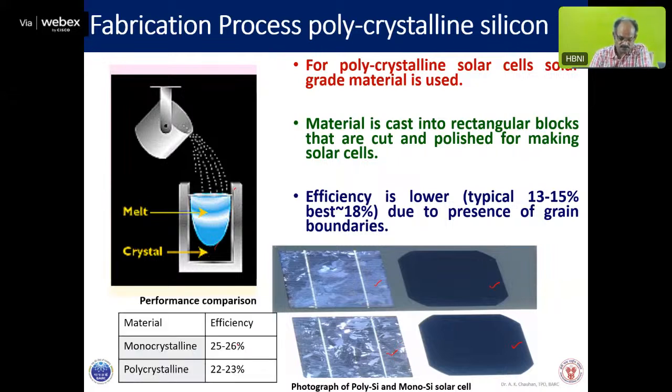The typical efficiency for monocrystalline is 25 to 26% in ideal cases, for the experimental device, not the commercial panels. And for polycrystalline in the laboratory, one can achieve a maximum of 20 to 23%. But typically, the panels which are available are nearly 12 to 14%. For the monocrystalline case, they are up to 18 to 20% efficiency.